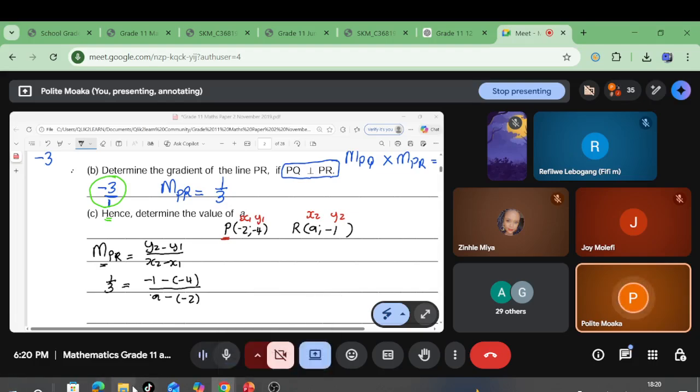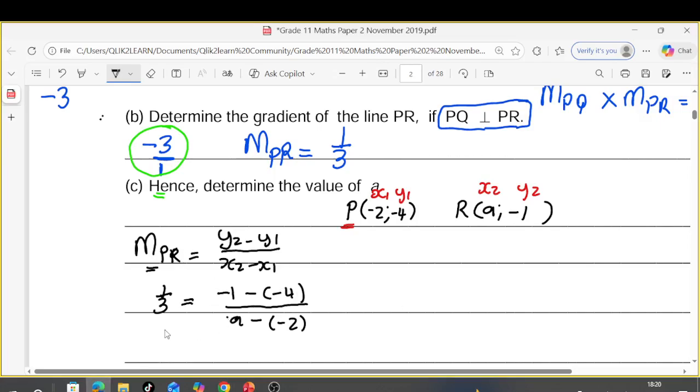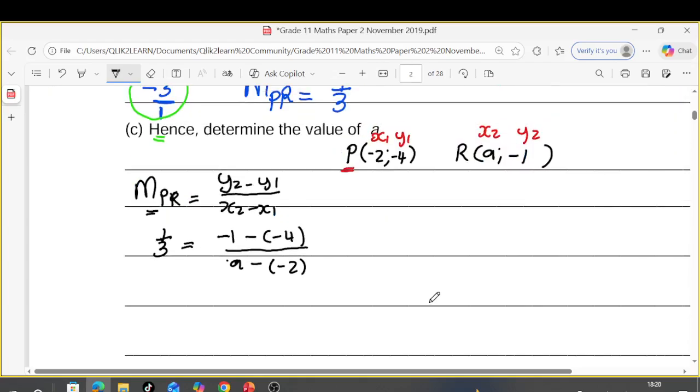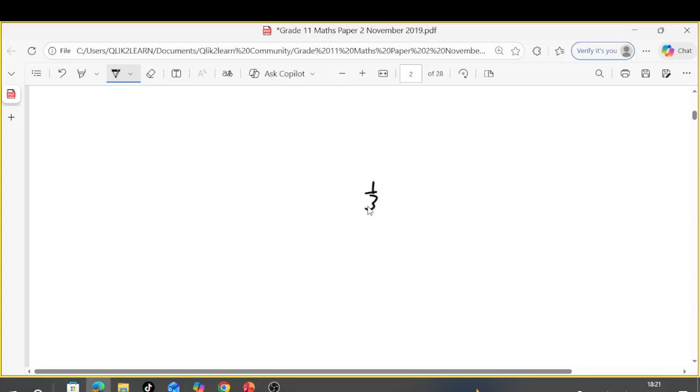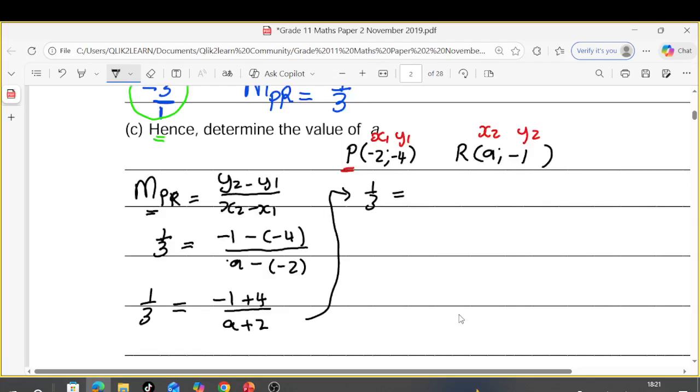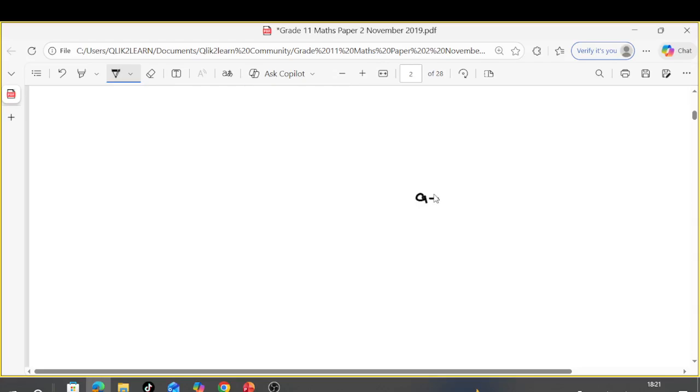Okay, so now, because I see I'm working with something more complicated, let me arrange this equation. When I arrange the equation, I'm going to have minus 1. Multiply out the bracket with negative. We're going to have plus 4 on top. And this is divided by what? A plus 2. So we still have to simplify that again. I still have the 1 over 3. On top, what do we have? Minus 1 plus 4 is positive 3. So on top we have 3, and this is divided by A plus 2.